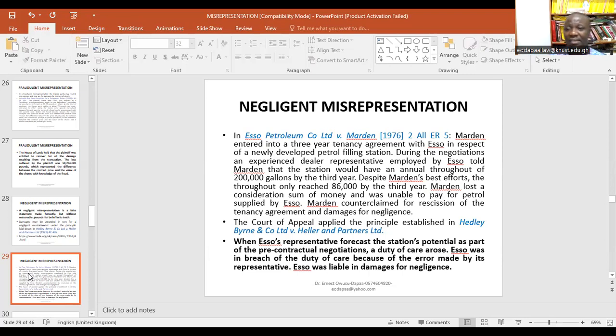the court held that ESO was in breach of the duty of care because of the error made by its representative regarding the sales potential of the station which was being sold. Consequently, ESO was liable in damages for negligent misrepresentation. Yeah, so that is an illustration of the Hedley Byrne v Heller principle, so to speak.